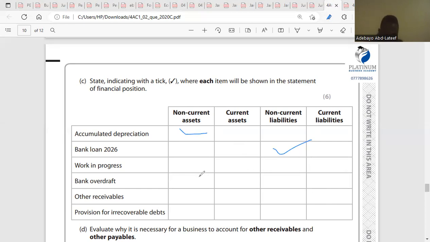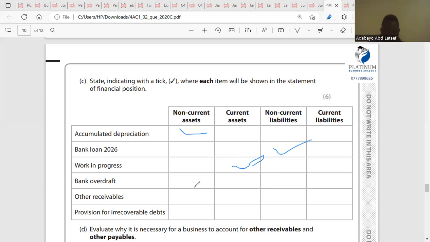Then for work in progress, we said work in progress are the products the business has partly finished that will be finished by the end of the financial year. That means the product is in process. So it will be considered as an inventory to the business. So it's a current asset, because as soon as it is completely produced, it becomes inventory, it becomes stock. So it is part of current assets.